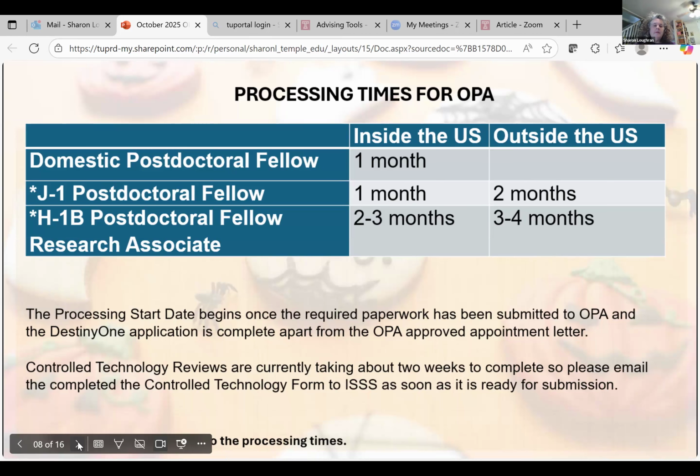I just wanted to add, really try to email Gabby or me the control technology form soon. That way we know, you can do that as soon as it's ready, even if you haven't submitted the application. Just get that out of the way, okay? Because sometimes time is what holds us up from submitting things.